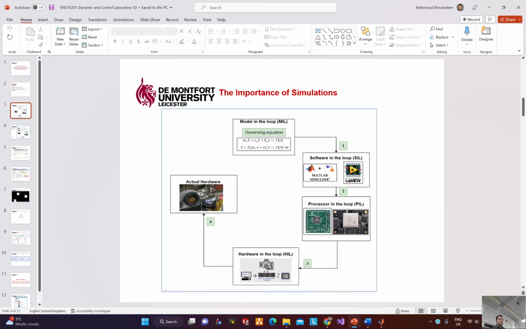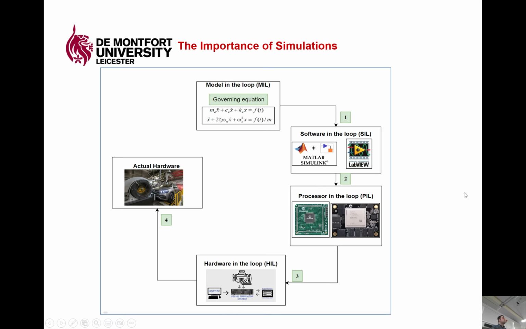So at the first, I want to talk about the importance of simulation. This diagram describes the system life cycle. Whatever the system is, it could be a hydraulic system, it could be electrical, it could be mechanical, it could be whatever. You have a system. This system has certain inputs and outputs, and you want to model the system. So you will start first with a model in the loop block.